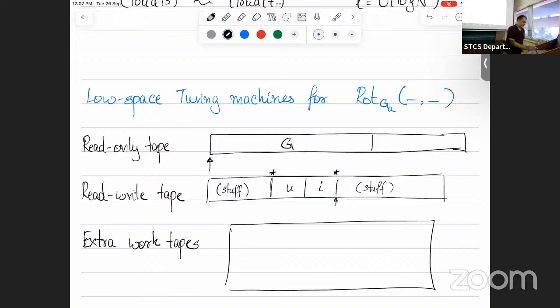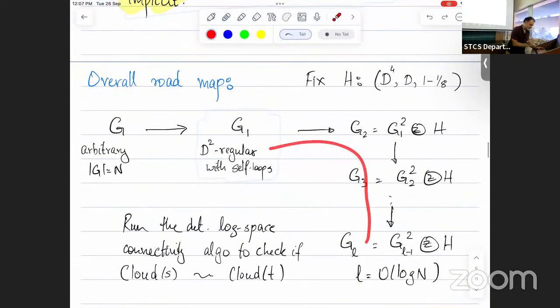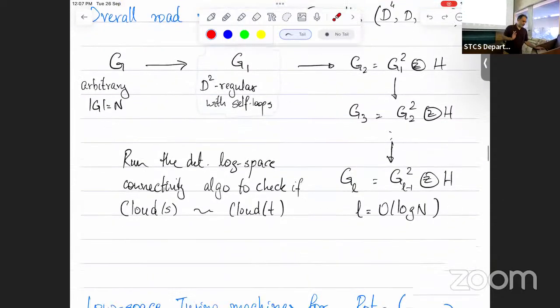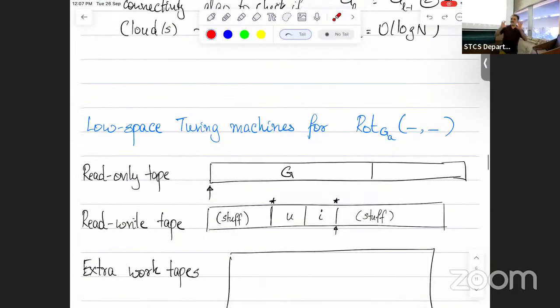So this is going to be the typical setup. I have to compute a rotation map for some graph G_A, which is one of these graphs that we constructed in the process. But what is there for me as input is actually just the graph G, and I'm given, say, S and T, which I'm going to ignore, because as far as computing the rotation map is concerned, S and T are not relevant at this point. What I have written is G and S and T, and this I can't modify because it is part of a read-only tape that I have.